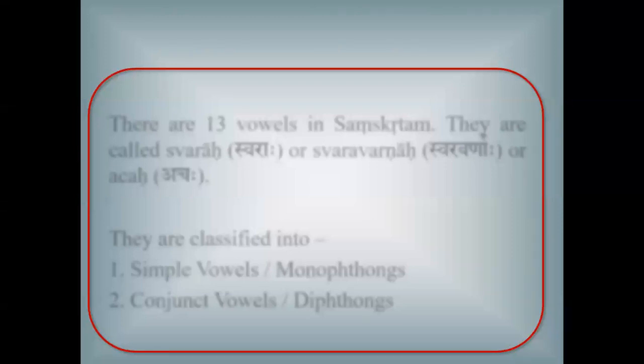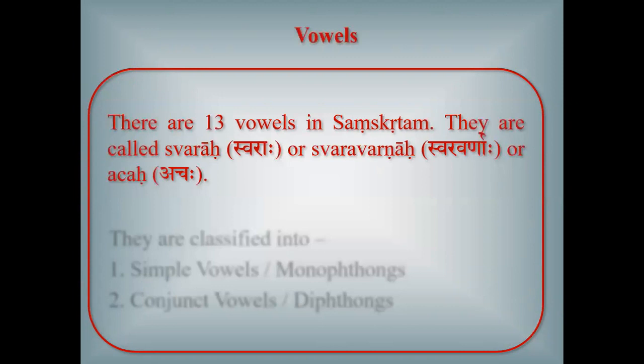And how many vowels are there in Sanskritam? There are 13 vowels in Sanskritam. These vowels have got the name Swaraha. They are called Swaraha, otherwise called Swara Varnaha. Varnaha is a letter. Swara Varnaha means vowel letters. That is vowels. Another name is there. It is a unique name. You can note down Achaha. Achaha also means vowels. So Swaraha, Swara Varnaha, Achaha all mean the same thing. Vowels.